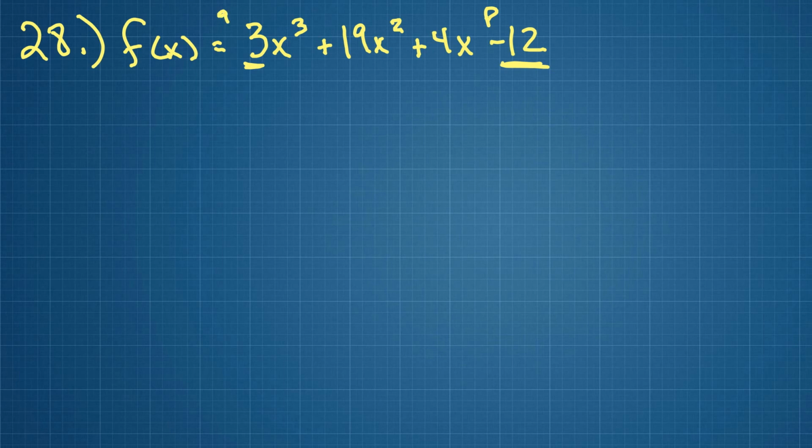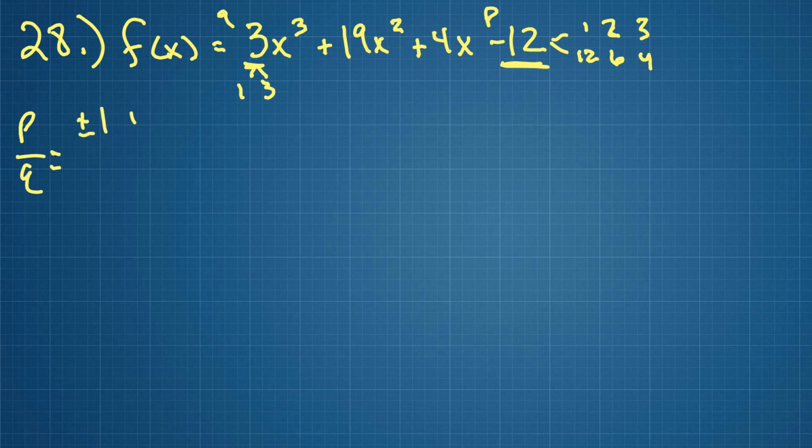Find my Q. How do I get 3? 1 and 3. How do I get 12? 1 and 12, 2 and 6, 3 and 4. So I do all my P's over my Q's. So I say plus or minus 1, plus or minus 2, plus or minus 3, plus or minus 4, plus or minus 6, plus or minus 12. I do all those over 3.